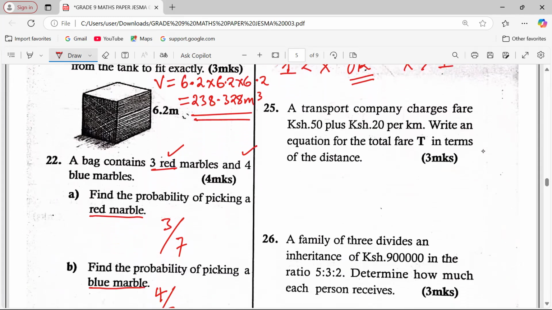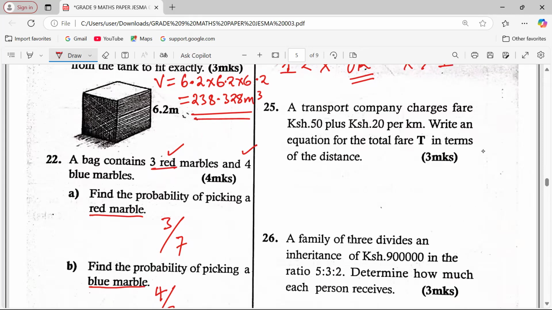Number 25. A transport company charges a fare, which is 50 Kenya shillings plus 20 Kenya shillings per kilometer. Write an expression for the total fare T in terms of the distance. Now we assume that the distance covered is abbreviated as small letter d.